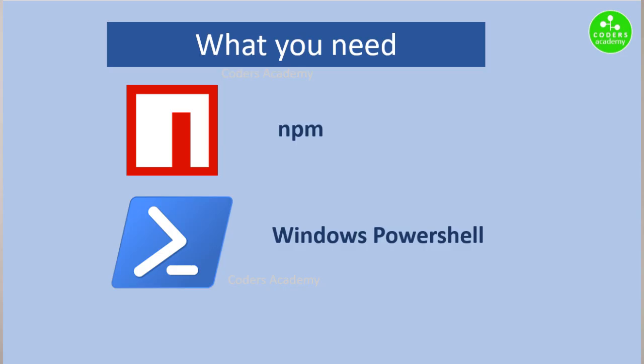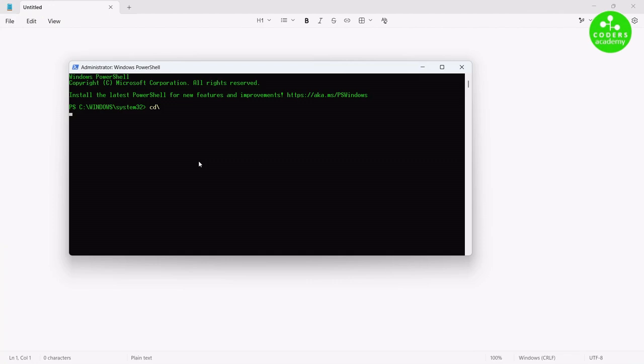So what will you need for today's demo? You need two things: npm minimum version 16 and Windows PowerShell. So we'll open Windows PowerShell in administrator mode and run the command npm install -g opencode-ai.